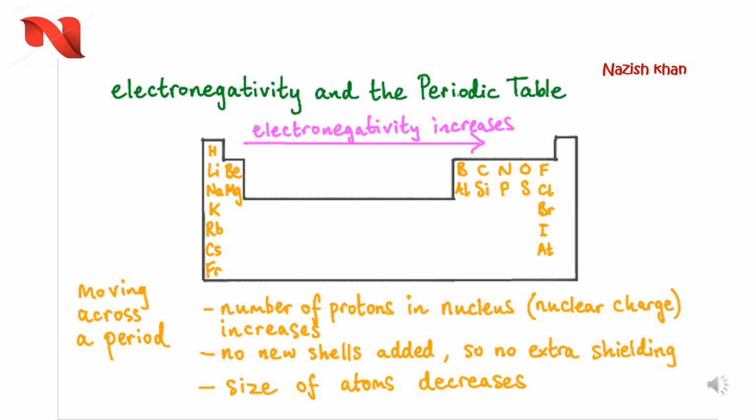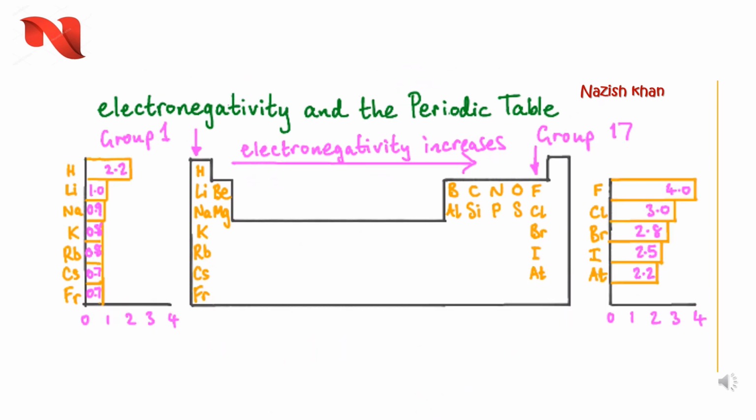The increasing nuclear charge across each period also reduces the size of the atoms, so atomic radii decrease. This also adds to the attraction of valence shell electrons as they're closer to the nucleus. All of these factors explain why electronegativity values increase as we move across a period in the periodic table. As we move down each group in the periodic table, electronegativity values decrease.